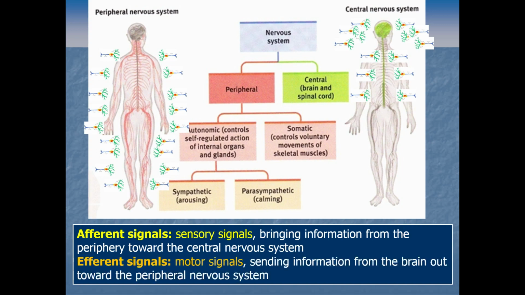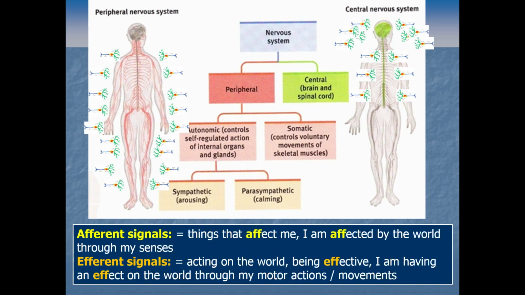Whereas efferent signals with an E, or the efferent pathway, refers to motor signals, meaning like we're sending information from the brain out toward the peripheral nervous system, like out to muscles. Okay? Now, it's unfortunate that these terms sound so similar, so you may need a mnemonic to remember them.